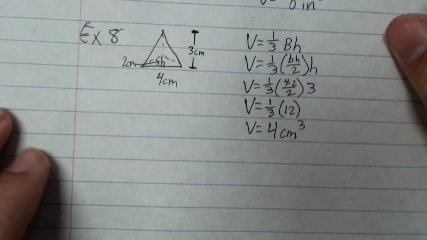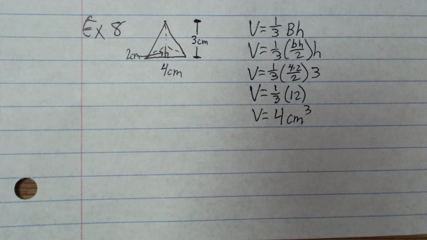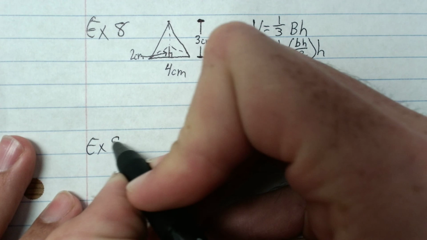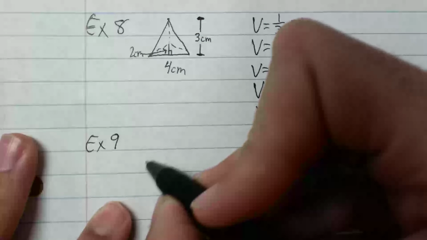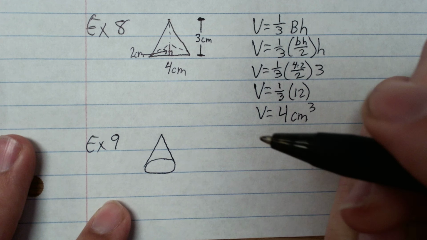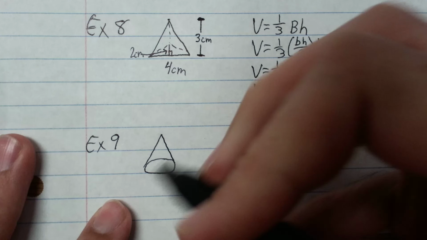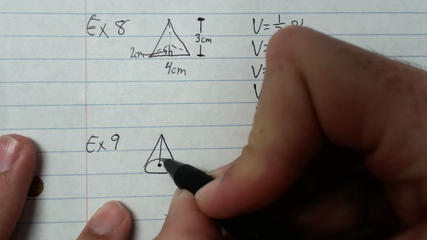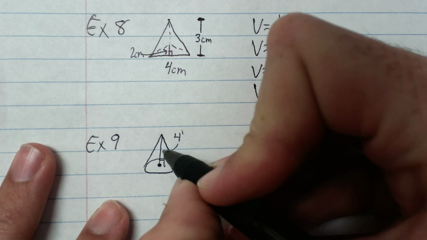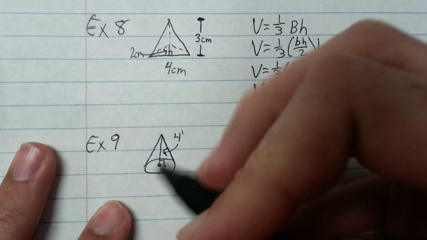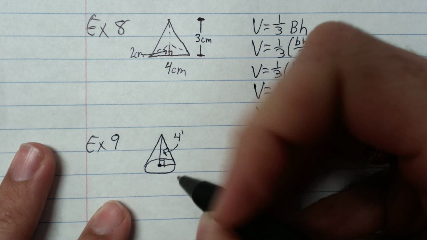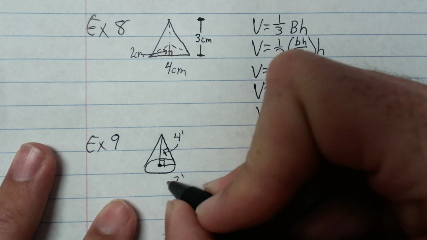Okay, I'm going to squeeze one more example on here. This one's going to be a cone. It's going to be example 9. Cone, so draw an oval, and then a little triangle coming off of it there. The height of our cone is going to be 4 feet. The radius across here is going to be 2 feet. That's going to be the radius.